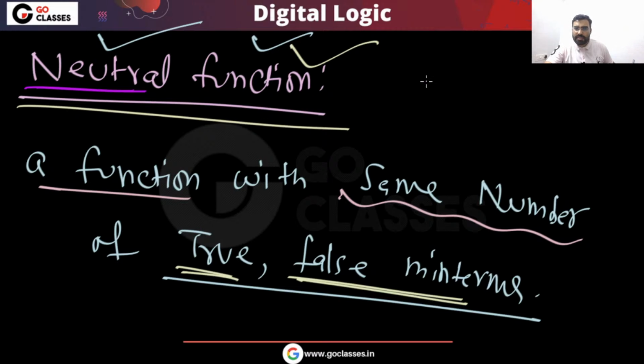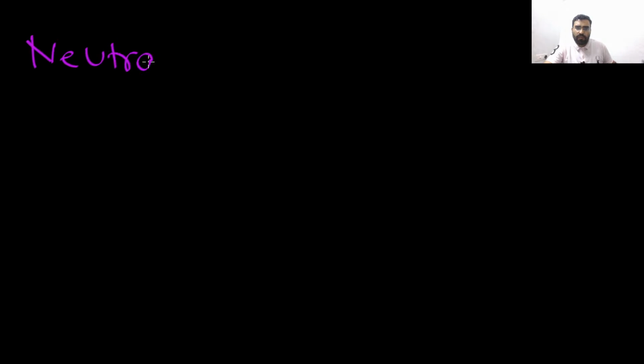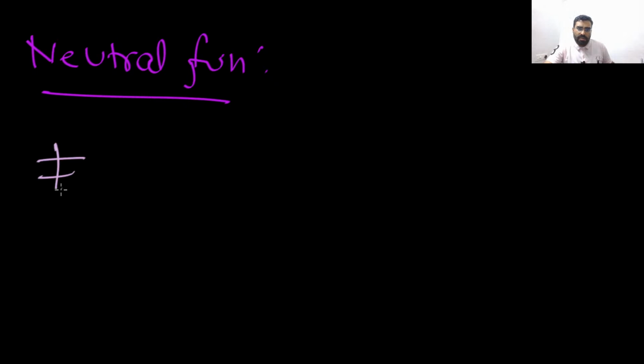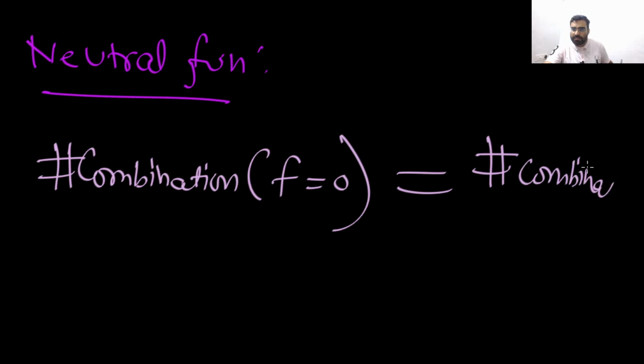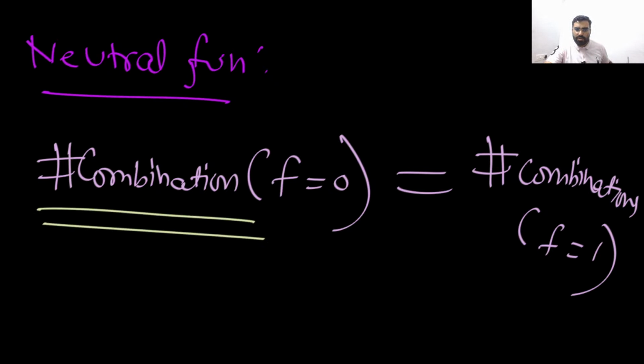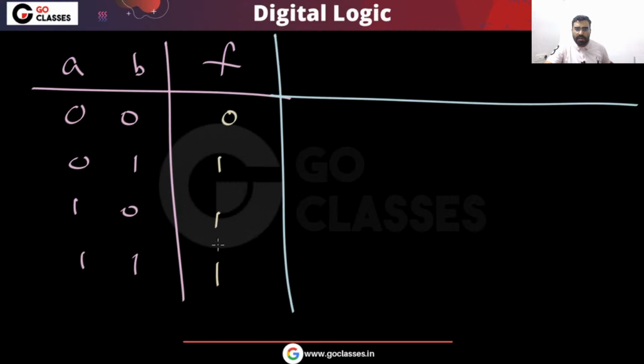It means the number of combinations where the function is 1 is the same as the number of combinations where the function is 0. What is a neutral function? A neutral function is one where the number of combinations where f is 0 is the same as the number of combinations where f is 1. So this is not a neutral function.